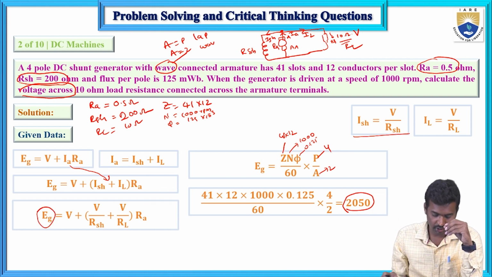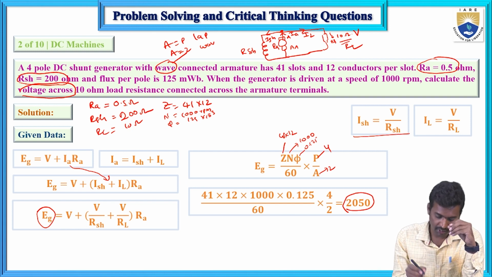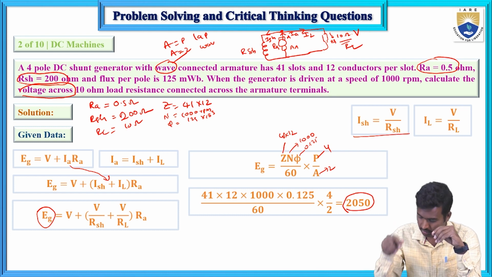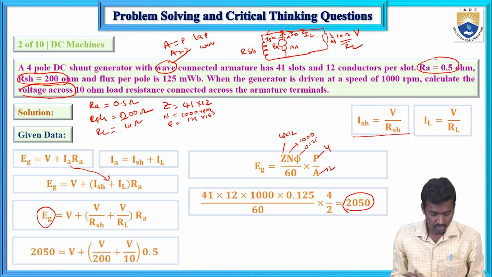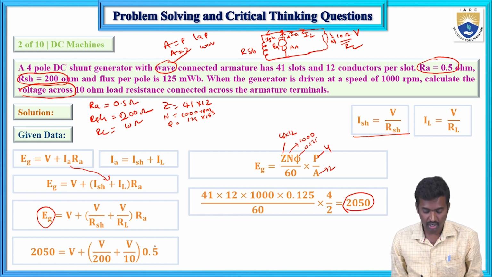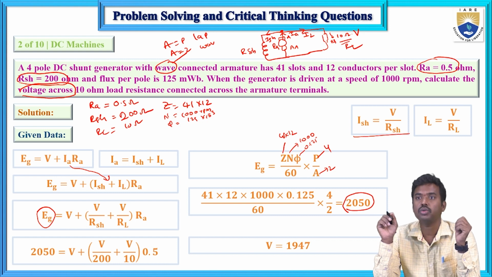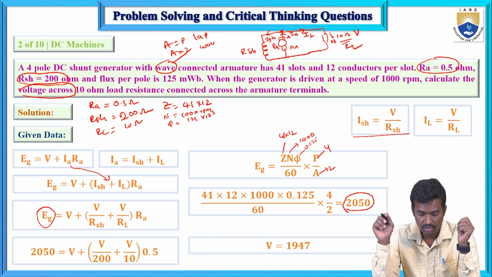Substitute this in the equation. RA equals 0.5, RSH equals 200 ohms and RL equals 10 ohms. Now if you substitute all this, 2050 equals V plus V by 200, this is RSH, and V by 10, this is RL, and this RA is 0.5. Now the final value for terminal voltage VT equals V equals 1947.